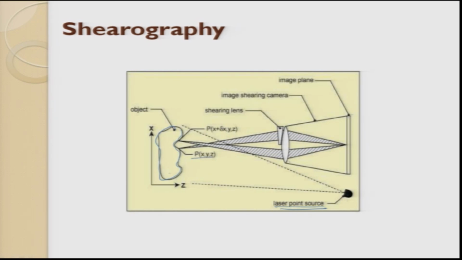So, this is a point P of x, y, z, and this is a point P of delta x, y, z. So, this is P of delta. So, you are offset in the x direction. So, this is a laser. This one is called shearography.